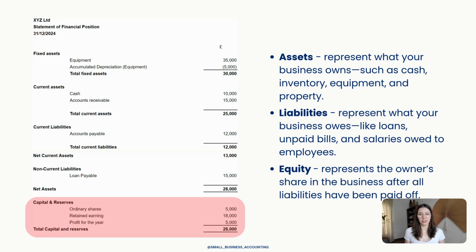The balance sheet is called a snapshot because it shows your financial position at one specific moment in time, whether it's the end of the month, quarter, or a year. All right, let's break it down further, starting with the three main sections.